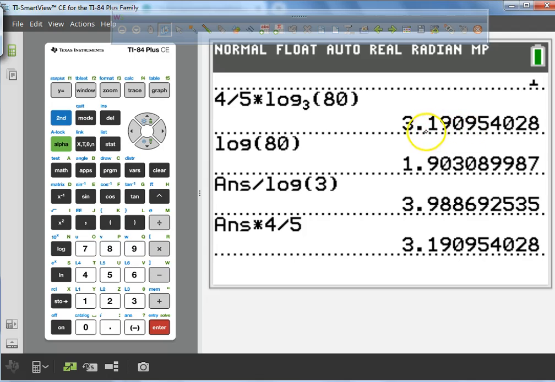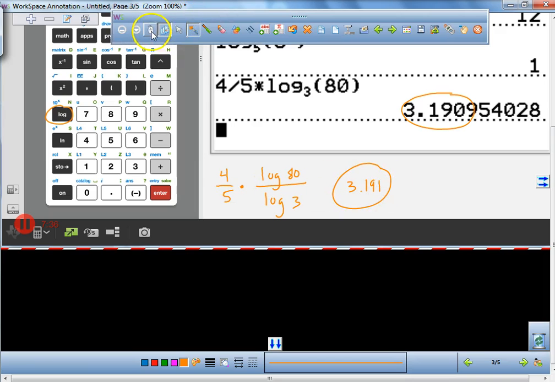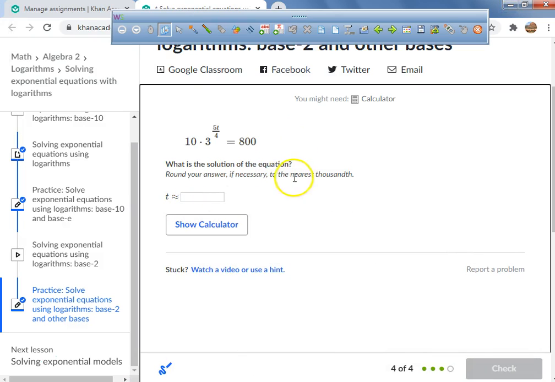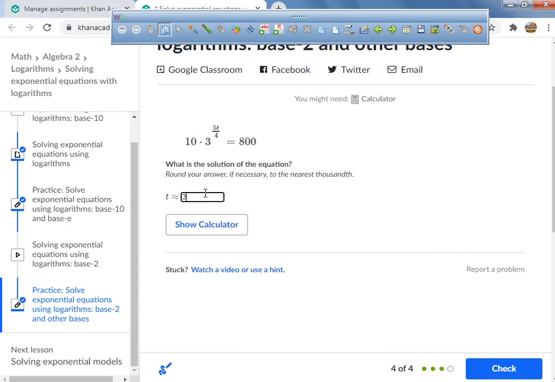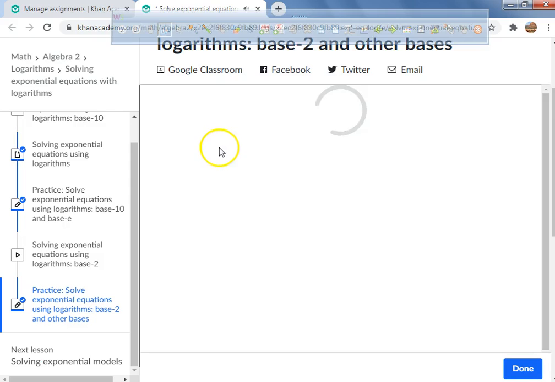So what is our answer? 3.191, it looks like, if we round to the nearest thousandth. So let's go to the Khan Academy and take a look. Nearest thousandth, 3.191. You guys agree? All right, that's it.